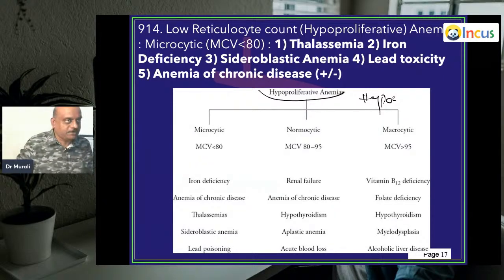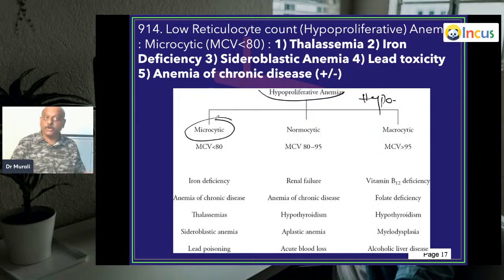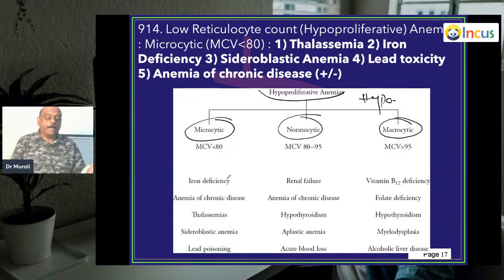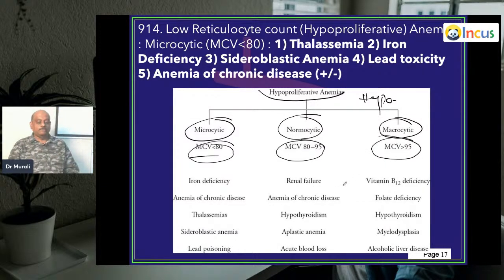Hypoproliferative anemias. What do you mean by hypoproliferative? It means the bone marrow is not producing adequately, and that is leading to anemia. Hypoproliferative anemias are divided into three types: those that show a microcytic picture, normocytic picture, and macrocytic picture. Micro, normo, macro, based on what? Mean corpuscular volume. Less than 80 is microcytic, 80 to 95 is normocytic, more than 95 is macrocytic.